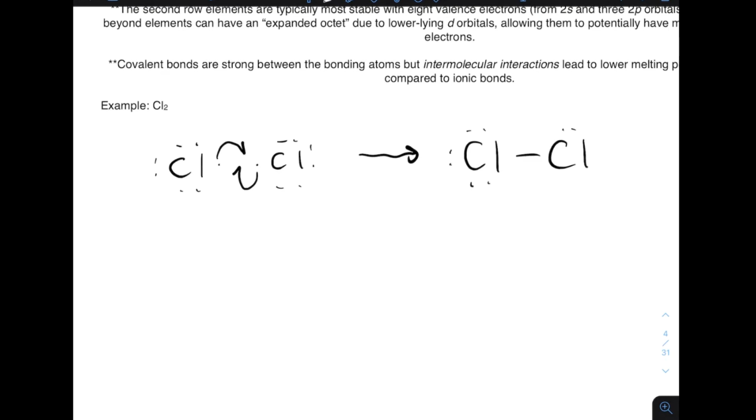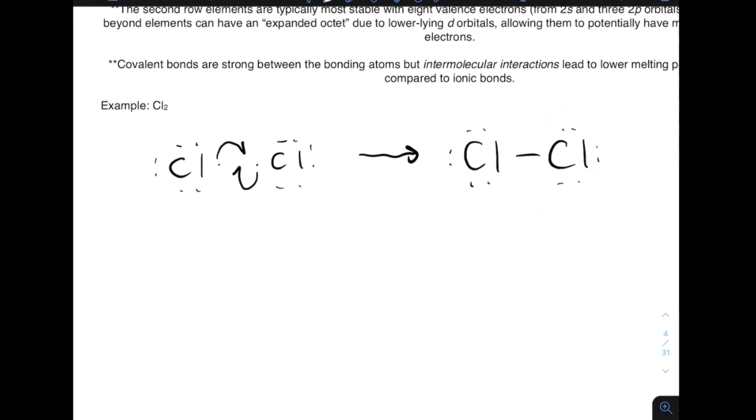So what's going to happen is the chlorines will share that electron between each other. And we see that Cl2, chlorine gas, is now satisfied. Each chlorine has access to 8 electrons. This chlorine has access to that shared pair of electrons between it, and this chlorine over here also has access to that shared bond between it.